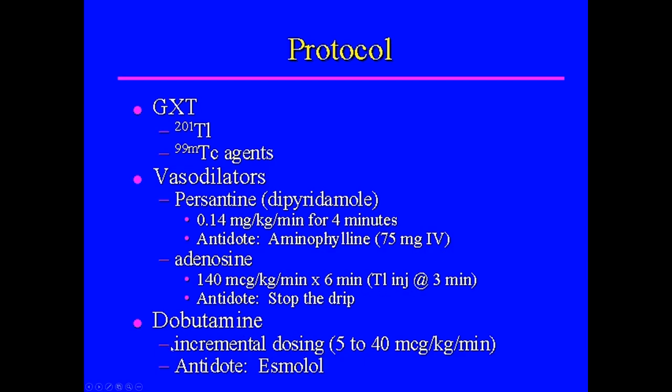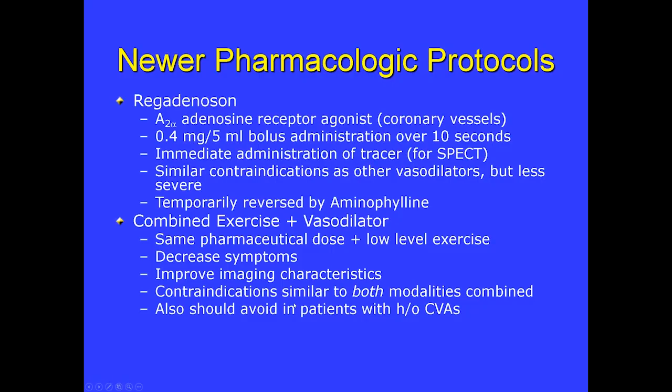Finally, dobutamine is also infused continuously, but this is incrementally increased to stimulate the heart rate. Once peak heart rate is reached as defined by the stress protocols, that is when the tracer is injected. The new pharmacologic protocols involve giving regadenoson. And when I say new, regadenoson has been around for several years now, so it isn't that new, and in fact many labs have switched over to it. It is an adenosine A2A receptor agonist, which is more specific for coronary vessels. It is given as a bolus administration over 10 seconds.